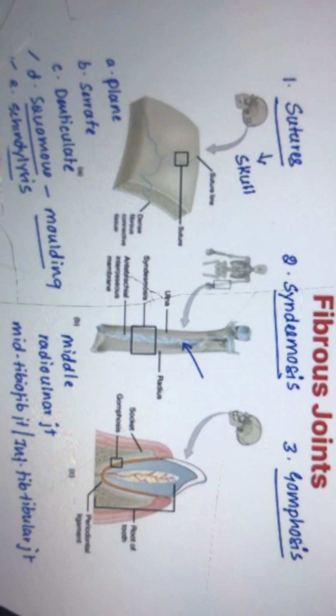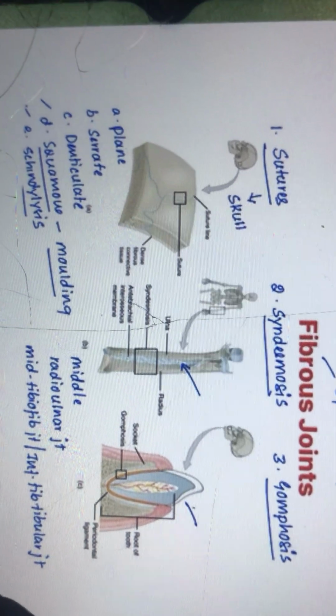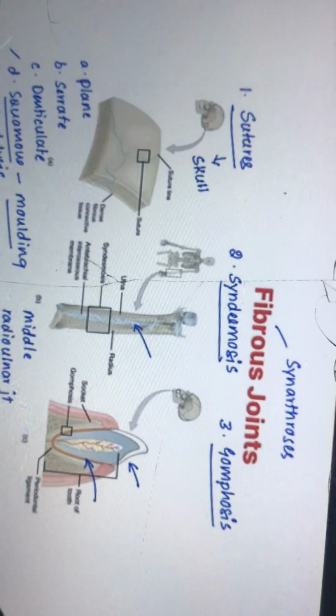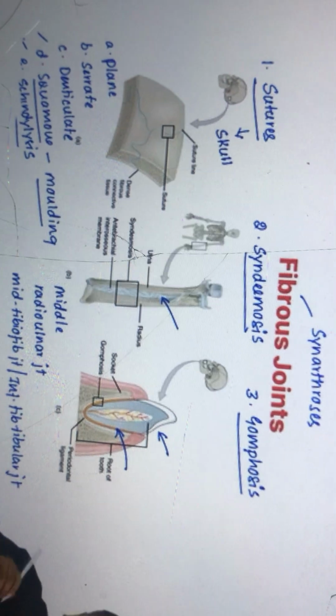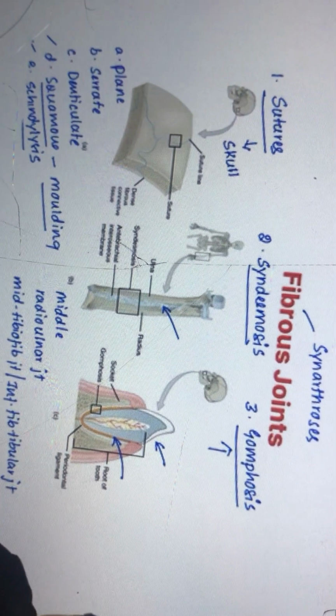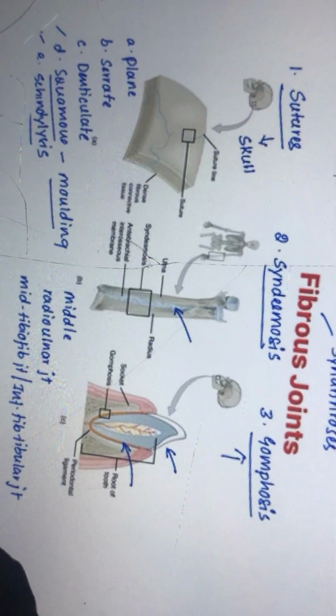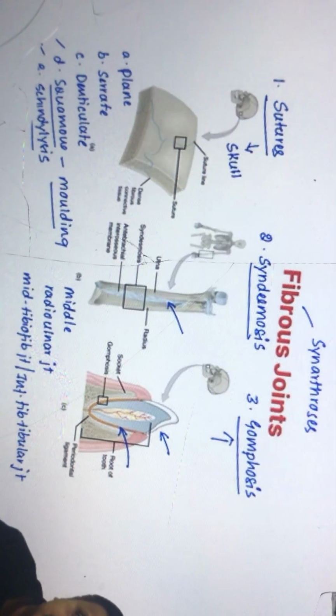Right. What about gomphosis? Gomphosis is quite simple. This is the tooth present in its socket. So, tooth in its socket represents gomphosis. The tooth is connected to the socket by ligaments, and those ligaments are called periodontal ligaments.